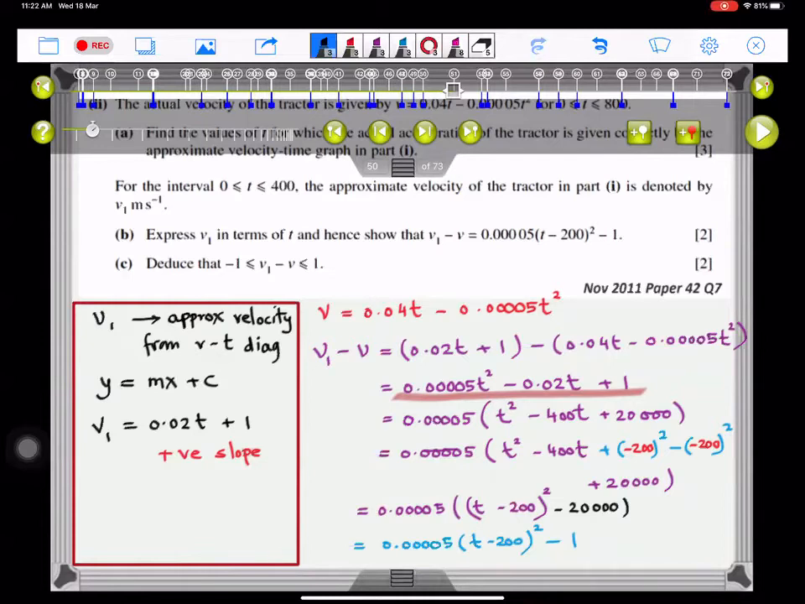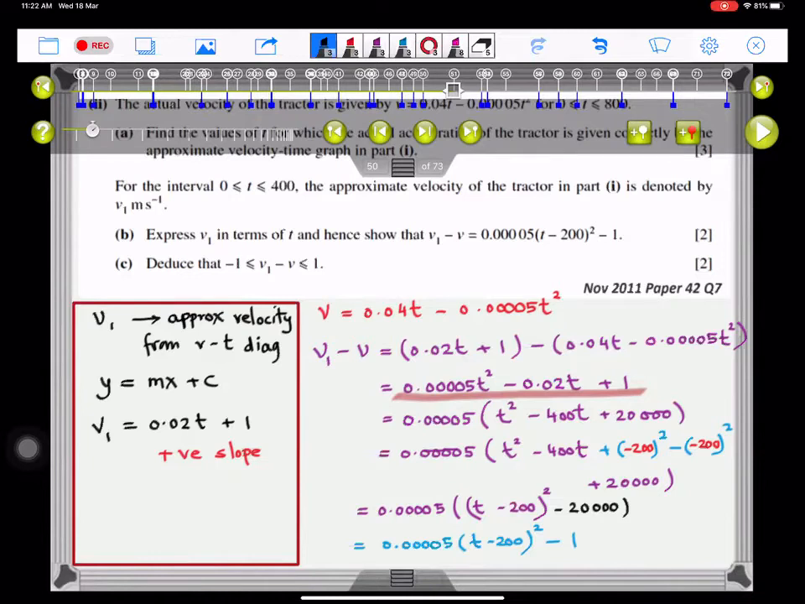One other desperate attempt could be to get this expression, 0.00005 t squared minus 0.02 t plus 1, the underlined one, and open up the completed square form. Of course, they both should look the same. That is one desperate attempt.